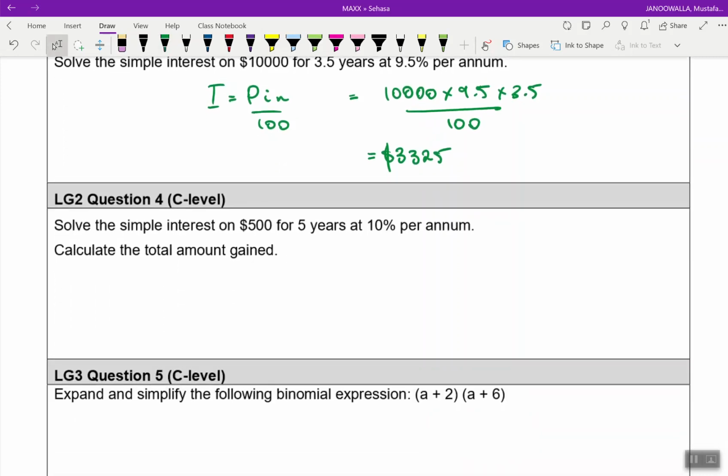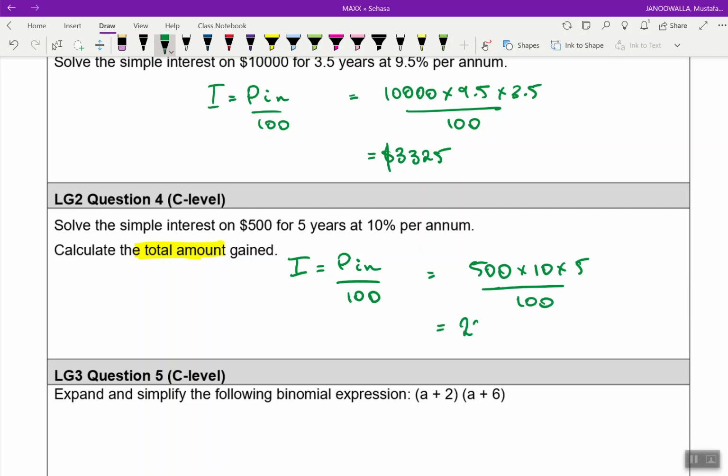Okay, so this question again is to do with simple interest, but be careful because it's asking for the total amount gained in the end. So we'll do the same thing. So we've got different values this time. $500 is the principal. The interest rate is 10% for 5 years. Divide that by 100. Over there, 250.